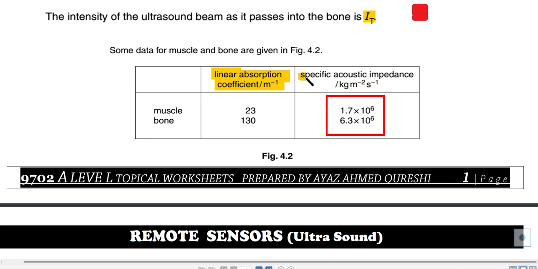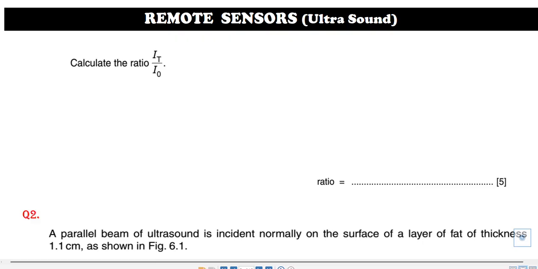And the specific acoustic impedance, I use this word, specific acoustic impedance, that is given to you. Yani you can simply say this is your mu1, this is your mu2, this is your z1, this is your z2. Now let's move to the question. What you have? Oh my god, 5 marks question and direct question. Calculate the ratio of IT to I naught. IT to I naught. Yani I have to draw this diagram for you.